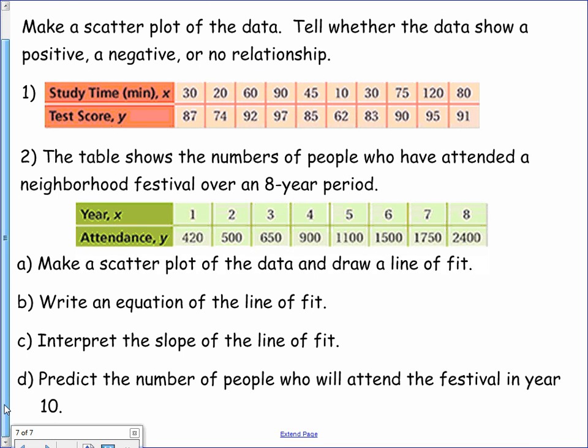So here are the practice problems. It's a little easier to see here. You're going to make a scatter plot of number 1 and then just say whether it's positive, negative, or no relationship. And number 2, you're going to make another scatter plot with this information, draw on a line of fit, write your equation, interpret the slope, and predict using your equation how many people will attend in year 10.